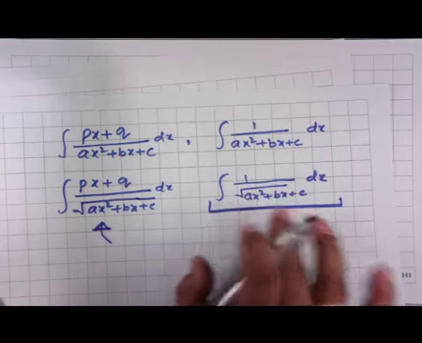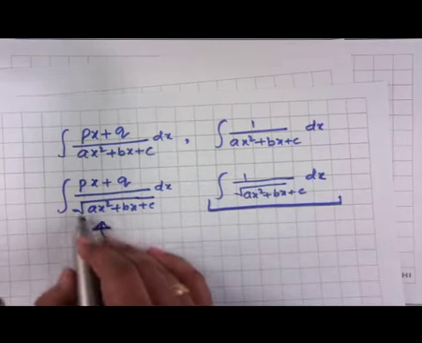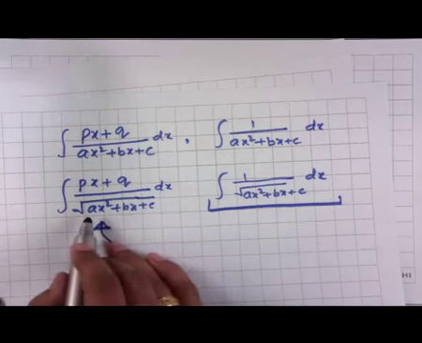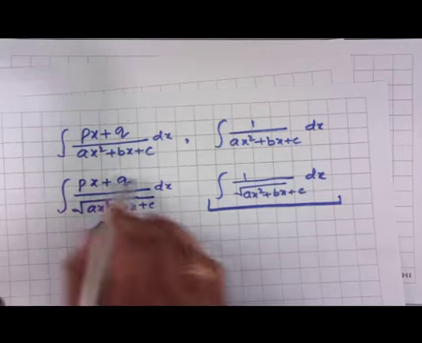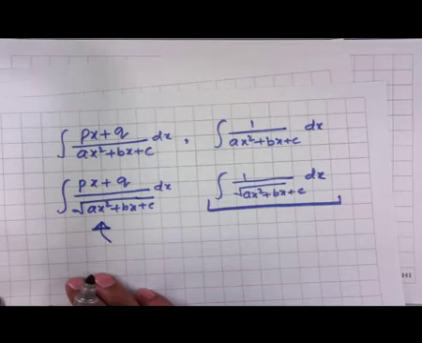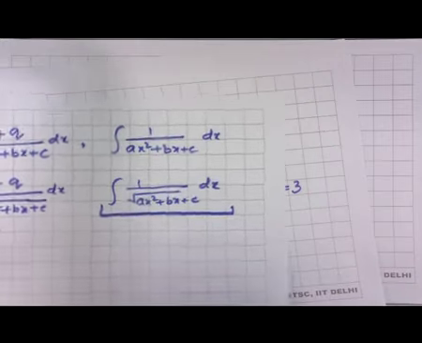So, other than that, if it is some other term, say for example, ax square plus bx plus c raised to power 3, 4 or some other number, then also you can use the same idea, writing px plus q as a combination of the derivative of the denominator plus some constant, and then you can proceed further.